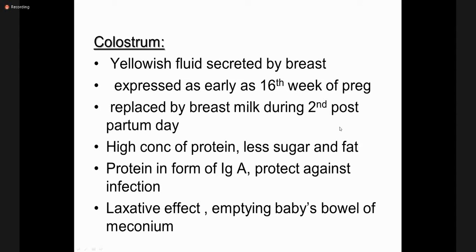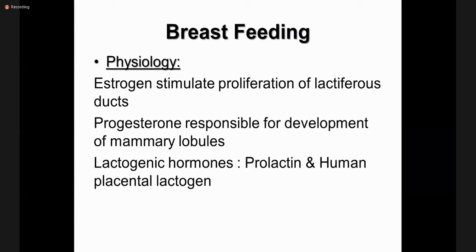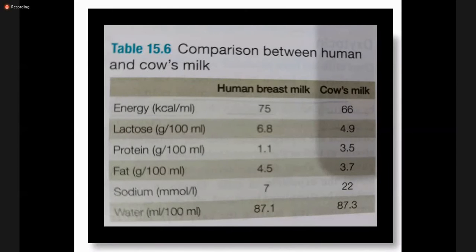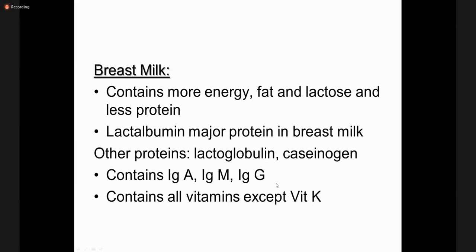Next is the breast milk. First I will cover breast milk, then I will show you the comparison. Female breast milk contains more energy, more fat and lactose, and less protein. So this is different from colostrum because it has less protein. Milk contains more energy, more fat and lactose, meaning glucose, and less protein. The major protein is albumin. Other proteins are globulin and caseinogen.